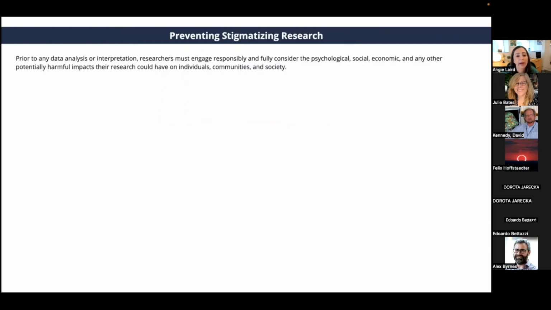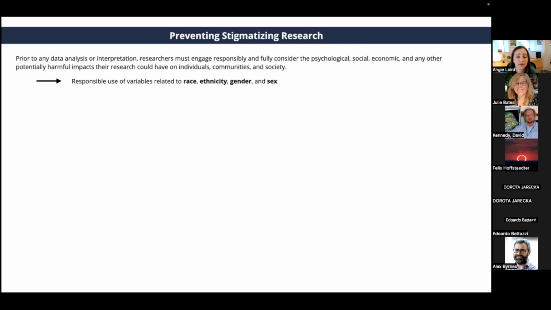Now, prior to any data analysis or interpretation, researchers must engage responsibly and fully consider the psychological, social, economic, or any other potentially harmful impacts their research could have on individuals, communities, and society. Specifically, this means we need to thoughtfully consider the responsible use of variables related to race, ethnicity, gender, and sex when conducting analyses of neuroimaging data.